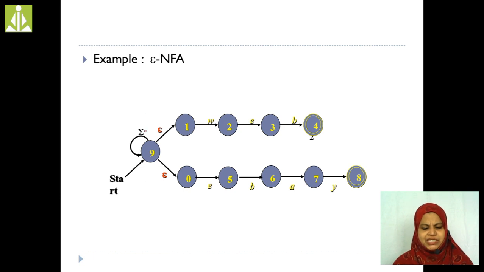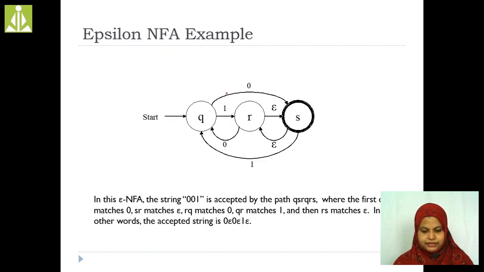See here, the number of states. Here epsilon is there. Here also epsilon is there. How many input symbols are there? Number of states are 10. Here, the starting state is 9. The final states are 4, 8. Right? This is also one type of epsilon NFA.